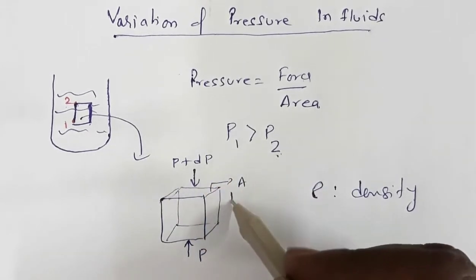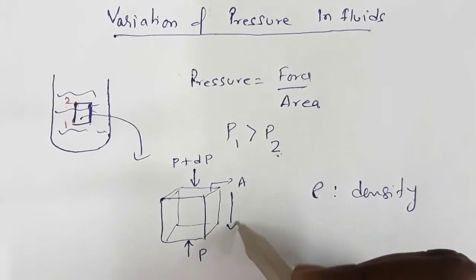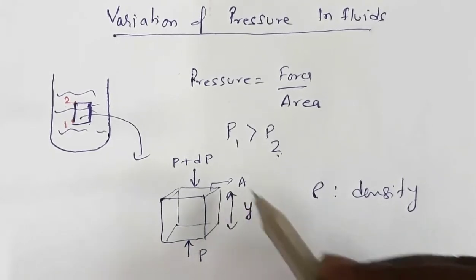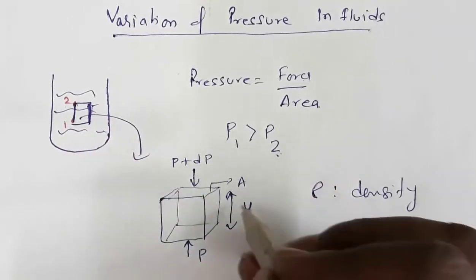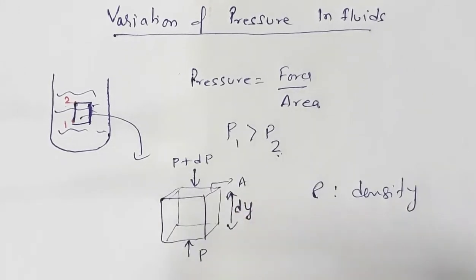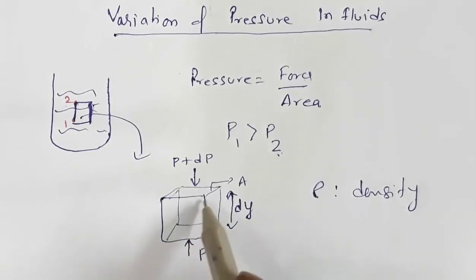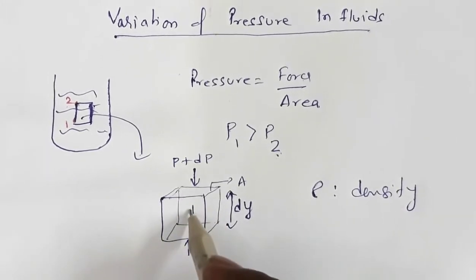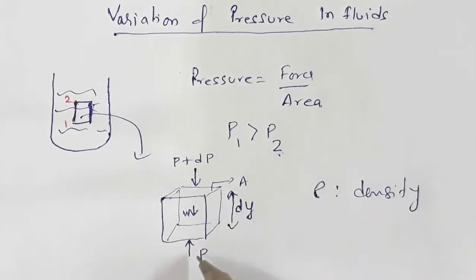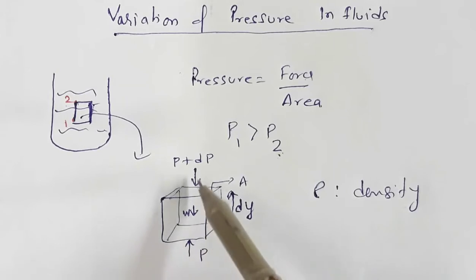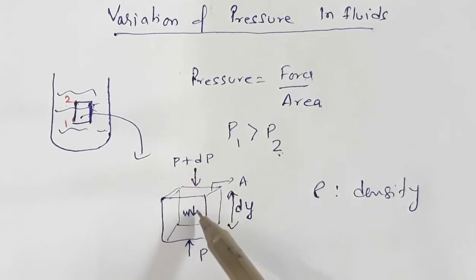Okay, now suppose these two surfaces are separated by height y, or say dy, a small height dy. Now the weight of this part will act in the downward direction. So this cubical volume is acted upon by 3 forces: force due to this pressure acting in the upward direction, force due to this pressure acting in the downward direction, and weight W acting in the downward direction.